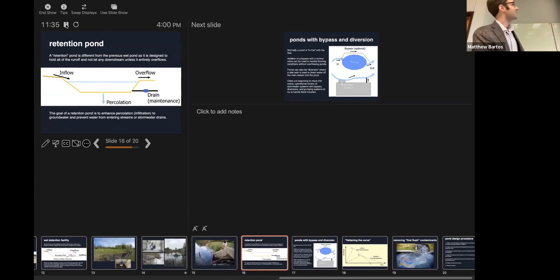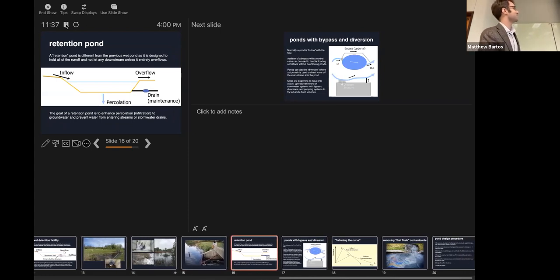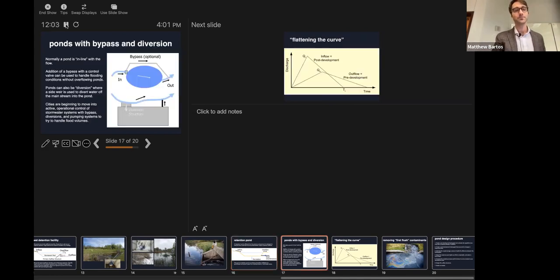Cool. So the last kind of pond that I wanted to talk about is retention ponds. These are basically almost the same as detention ponds, except there's no permanent outlet structure. So these will just capture water and retain it indefinitely. They're used for, as I mentioned, percolation, so recharging the groundwater table, and also they can be used as hazardous material traps to prevent contaminants from entering the natural drainage network.